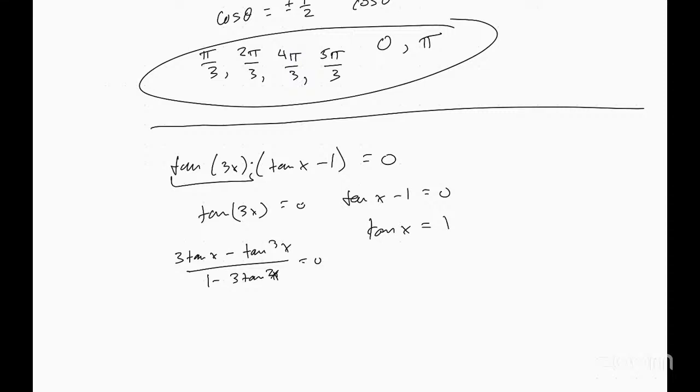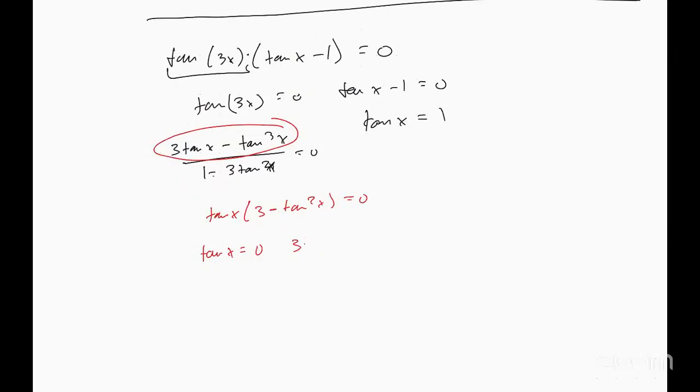So is that going to help us? Let's see, factor out a tan x. Tan x times 3 minus tan squared x equals 0. So either tan x equals 0 or 3 minus tan squared x equals 0. So 3 equals tan squared x, which means tan x equals plus or minus the square root of 3, and tan x equals 0.